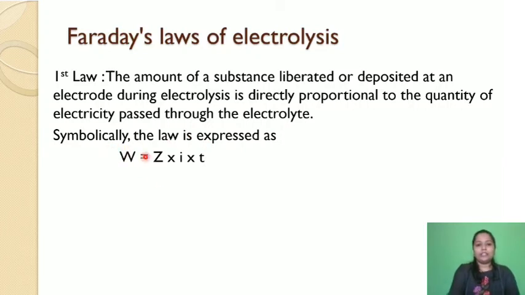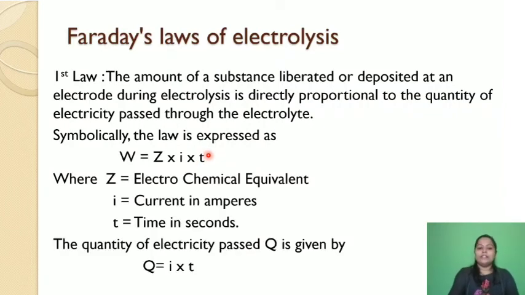W means the amount of substance liberated or deposited at an electrode during electrolysis. Z is the electrochemical equivalent. I is the current passing through the electrolyte, and T is the time in seconds. The product of I and T is called the quantity of electricity passed through the electrolyte. So Q is equal to IT. Quantity of electricity passed is given by Q, and it is equal to I into T. Therefore, W is equal to ZIT. This is how Faraday's first law is expressed symbolically.